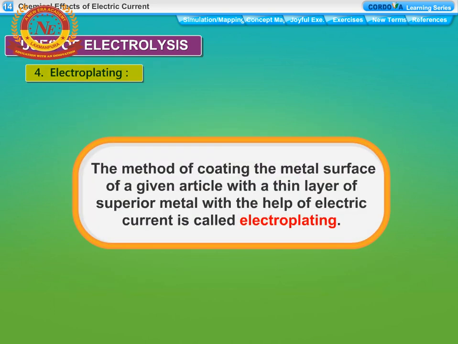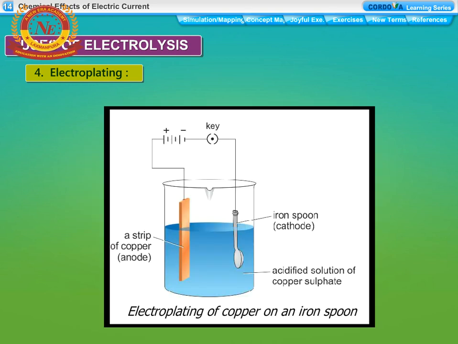Electroplating. The method of coating the metal surface of a given article with a thin layer of superior metal with the help of electric current is called electroplating. Let us understand the electroplating of a copper or iron spoon.